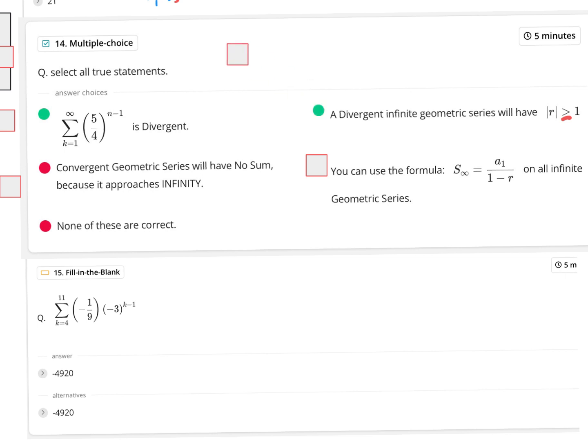And the last one, you can use this formula on all infinite geometric series. That is definitely false because you can't use it on all of them. Like this one right here, the common ratio is greater than 1. You cannot use this formula on this one because if it's greater than 1, it's going to go to infinity. It's not going to be a specific answer. This only works if the absolute value of r is less than 1. So this is definitely false. So the only two that are correct are this one and this one up here. And I'll fix that typo on your practice test.